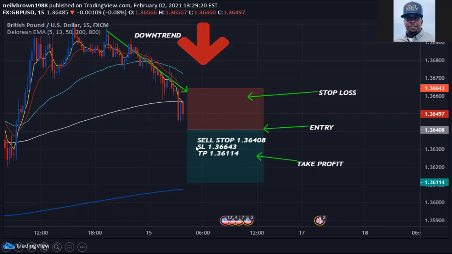All right, type an 8 in the chat if you see the entry, the stop loss, and the take profit for this sell stop.